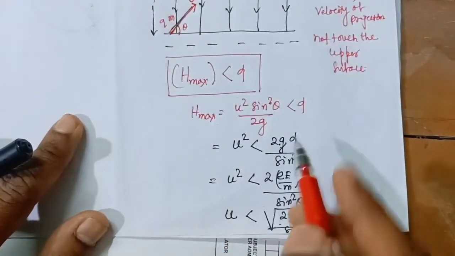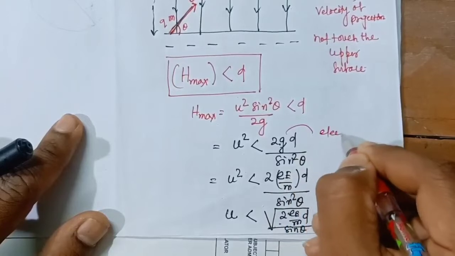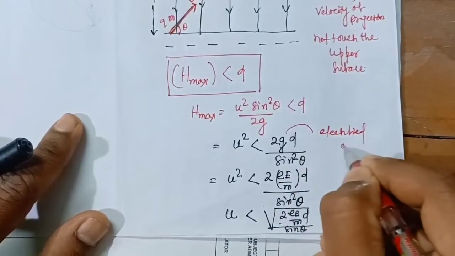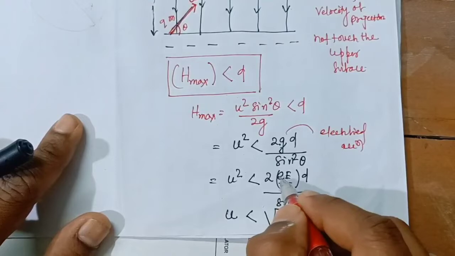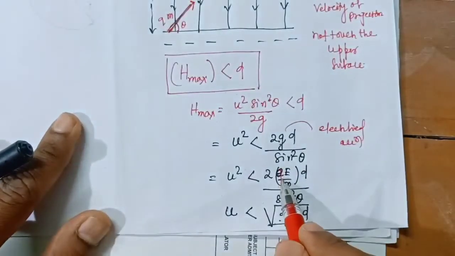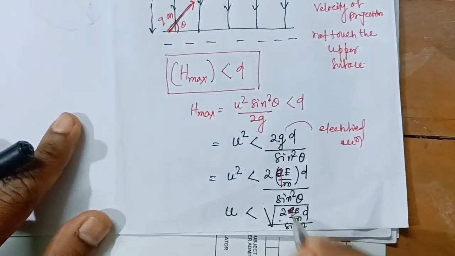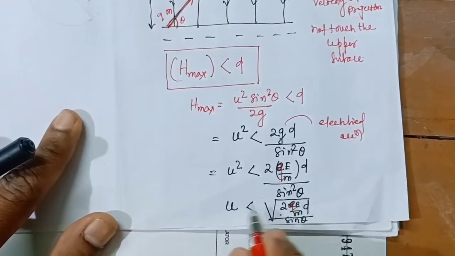Simplifying these things, this is a gravity free space, so we have to put here the electric field acceleration, which is nothing but qE by m. I have preferred this as small q, so definitely I must put small q here. Simplifying, this is the expression of the velocity.